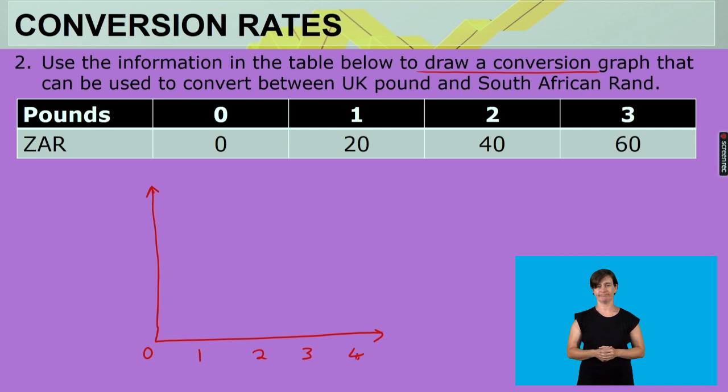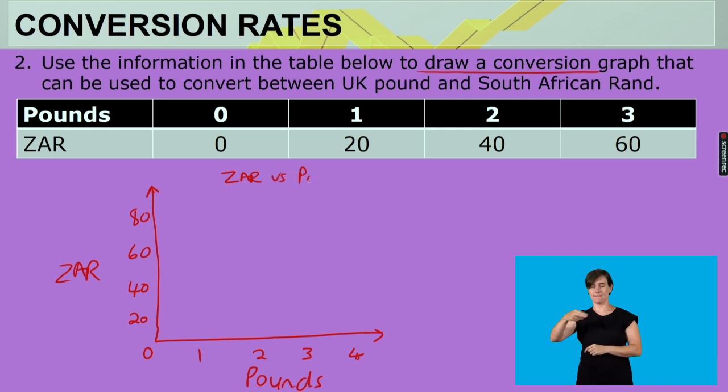And I'm going to label the independent axis here, right? So looking at this, this will be our pounds, right? So here we can say 20, 40, 60, 80, and so forth. And this will be our South African rand, our ZAR, right? Right, so I'll also give a heading to my graph. Let's say ZAR versus pounds, right? Now let's complete the graph.